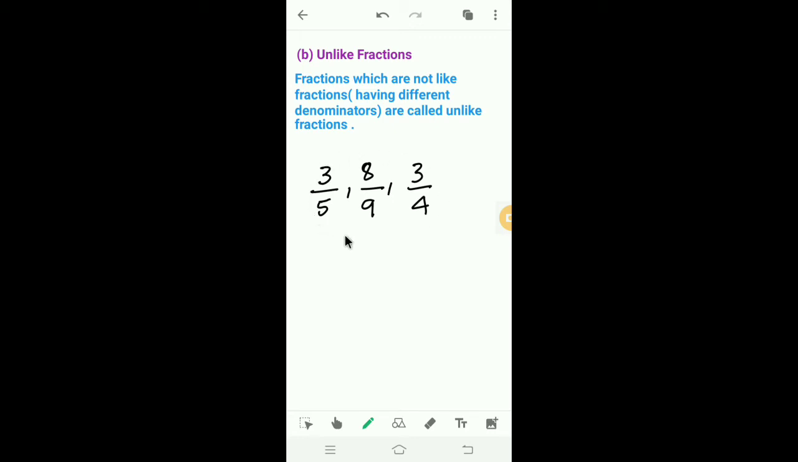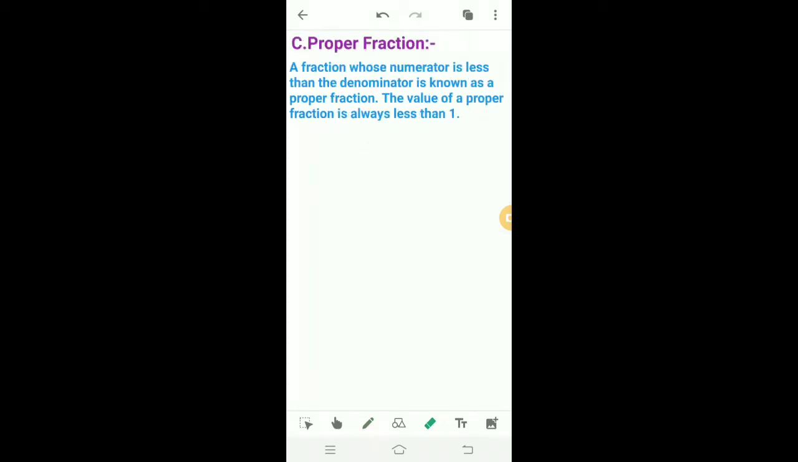Here denominators are different. So, this type of fractions are called unlike fractions. Fractions which are not like fractions are called unlike fractions. Let's learn the third type of fraction, that is proper fraction. A fraction whose numerator is less than the denominator is known as a proper fraction.